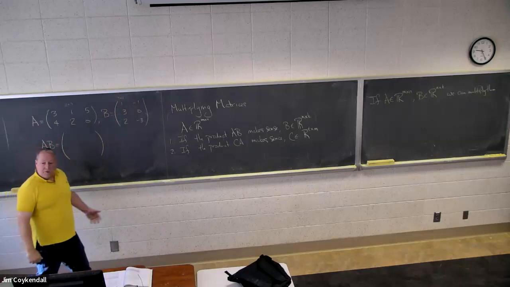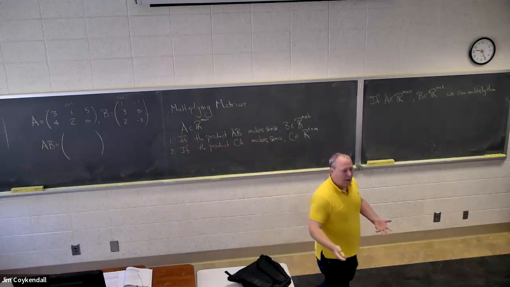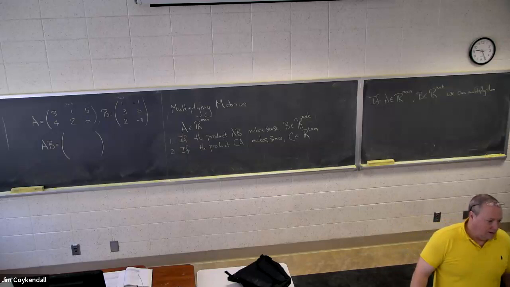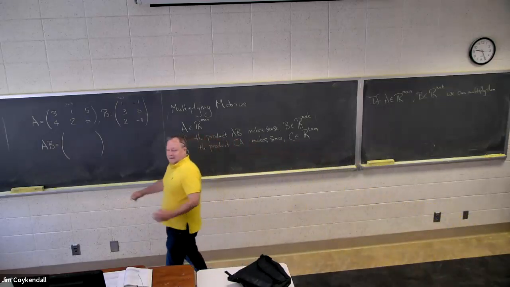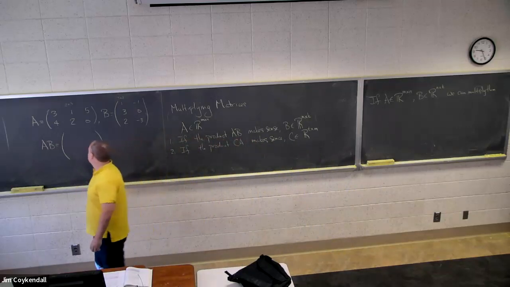By the way, it's interesting to note that if I multiply them in the other order, I can do that, right? But when I multiply them in the other order, it's not even the same size. It's 3 by 3 in the other order. So AB and BA can't even be the same thing. They're not even the same size, right?